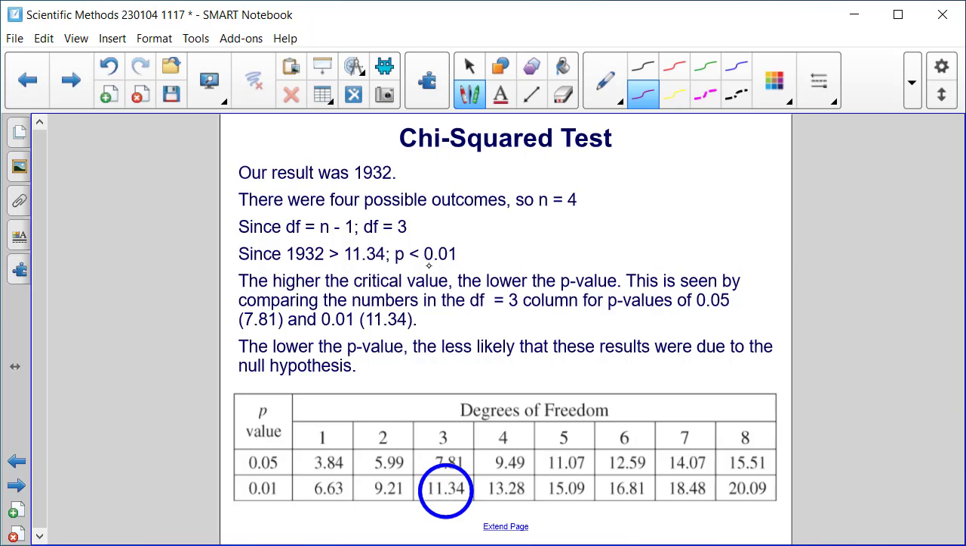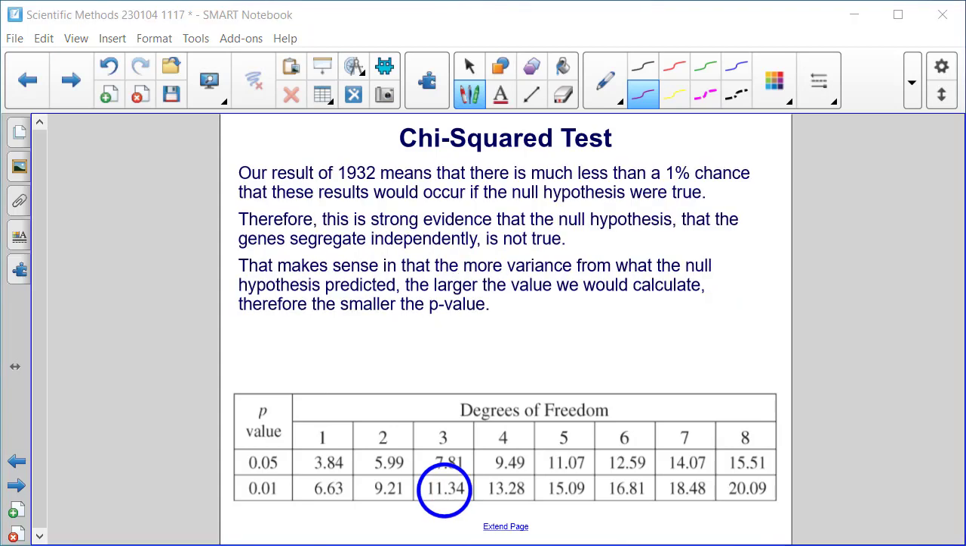The higher the critical value, the lower the p-value. You can see that by comparing. If I had a p-value of 0.05, I have 7.81, and for 0.01, it's 11.34. The lower the p-value, the less likely that these results were due to the null hypothesis.